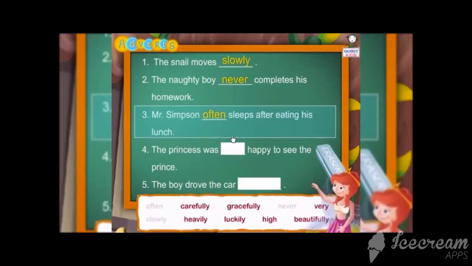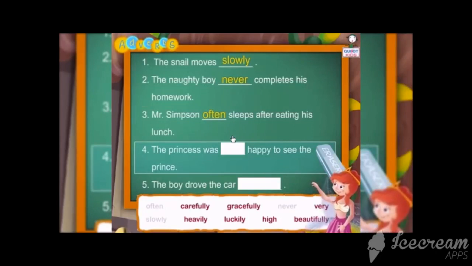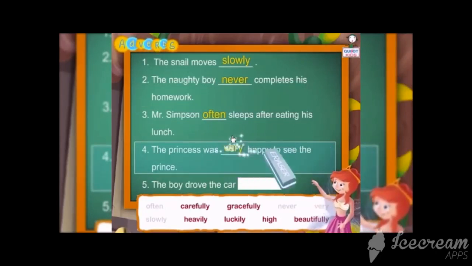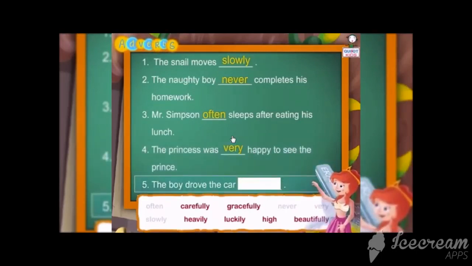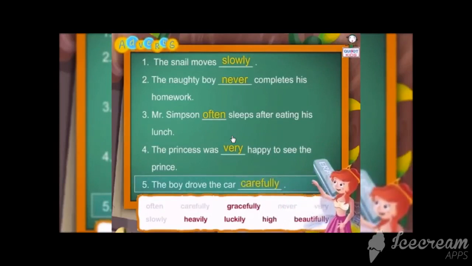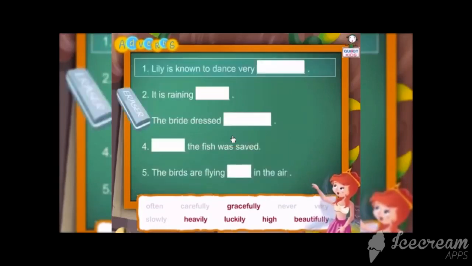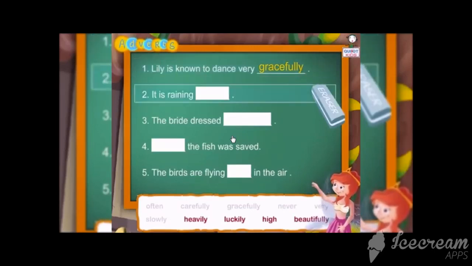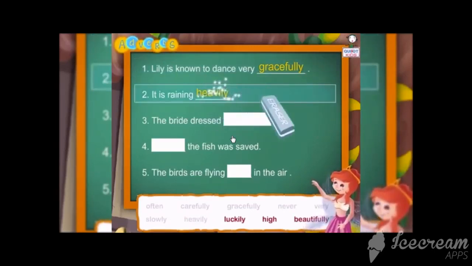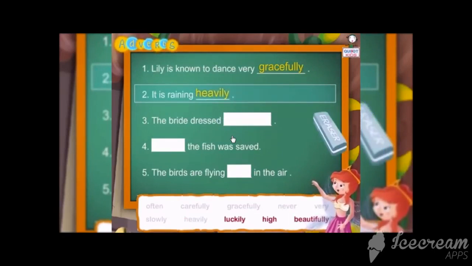Often is an adverb. The princess was dash happy to see the prince. Very, the princess was very happy to see the prince. Very is an adverb. The boy drove the car dash carefully. The boy drove the car carefully. Carefully is an adverb. Lily is known to dance very dash gracefully. Lily is known to dance very gracefully. Gracefully is an adverb. It is raining dash heavily. It is raining heavily. Heavily is an adverb.